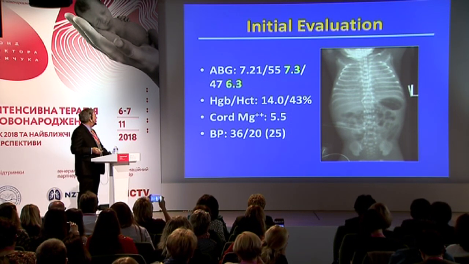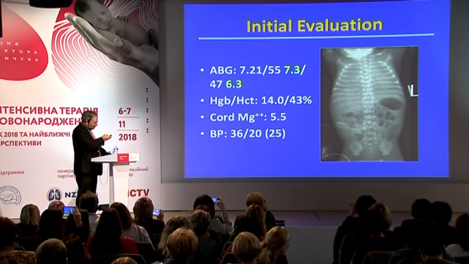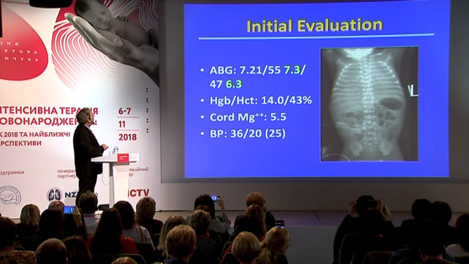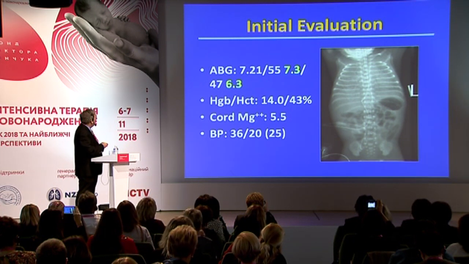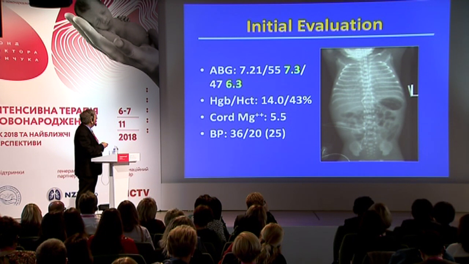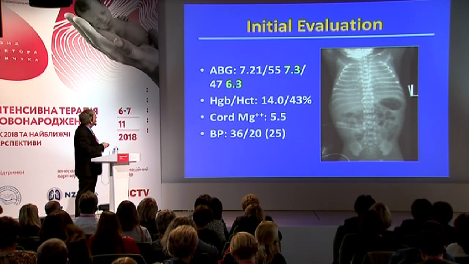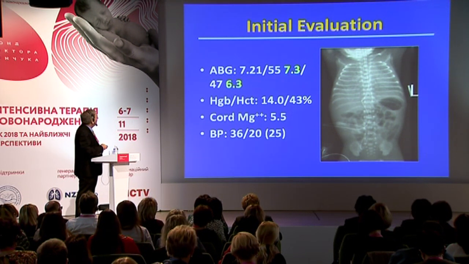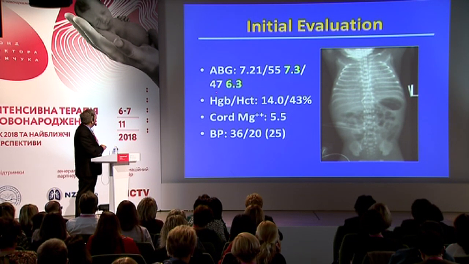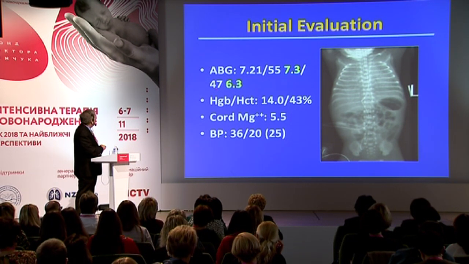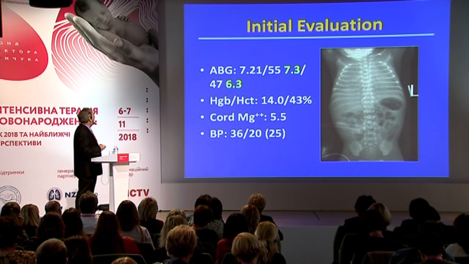The initial evaluation of the baby is described on this slide. You can see that the first arterial blood gas was really not that bad. The pH was 7.21. The PCO2 was elevated at 55 or 7.3 kilopascals. The oxygenation was borderline at 47 and 6.3.